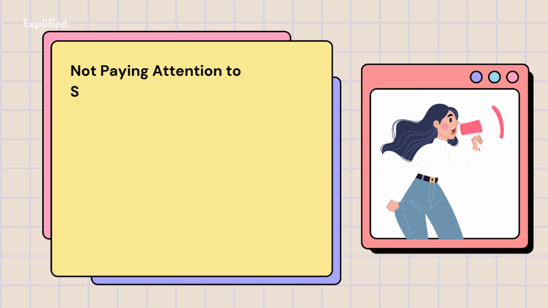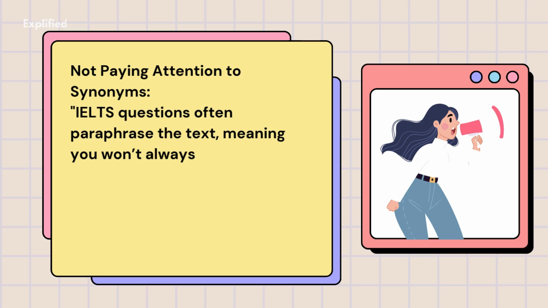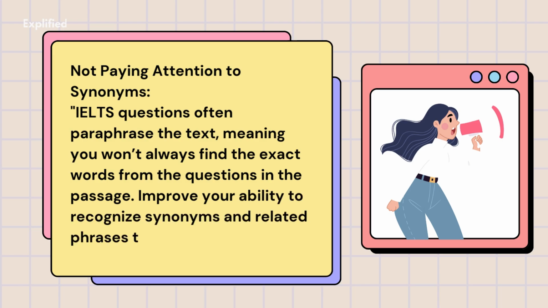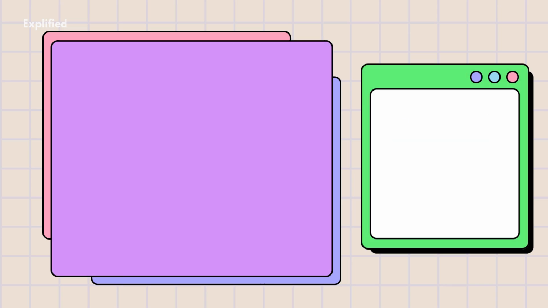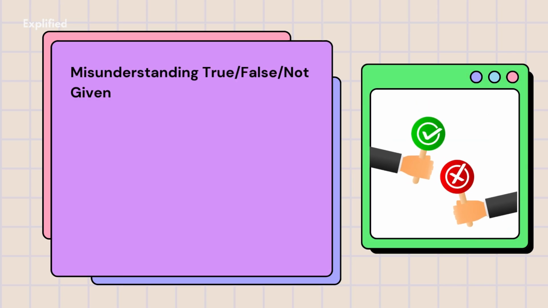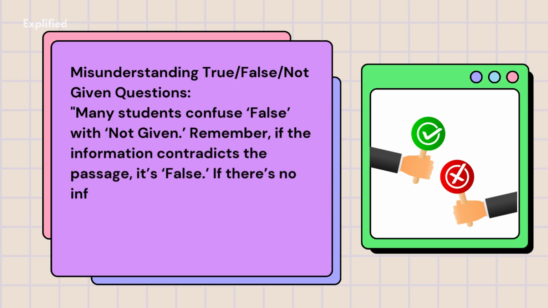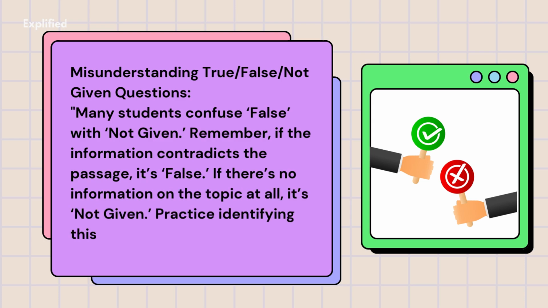Not paying attention to synonyms. IELTS questions often paraphrase the text, meaning you won't always find the exact words from the questions in the passage. Improve your ability to recognize synonyms and related phrases to avoid this mistake. Misunderstanding true, false, not given questions. Many students confuse false with not given. Remember, if the information contradicts the passage, it's false. If there's no information on the topic at all, it's not given. Practice identifying this difference before test day.